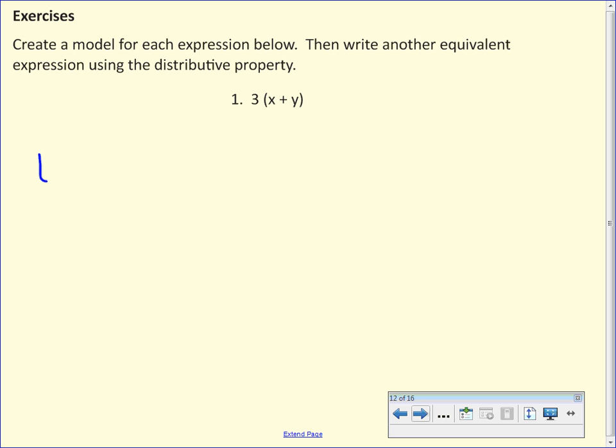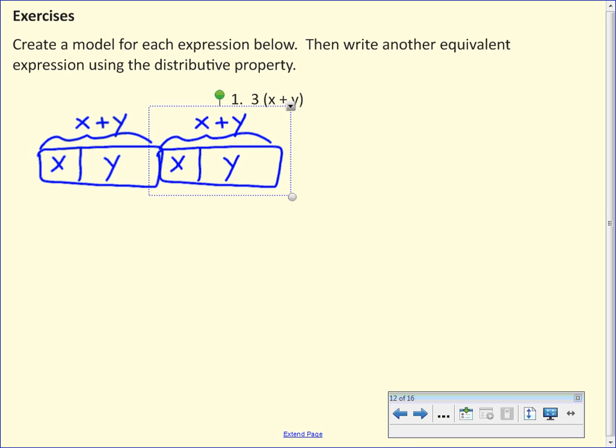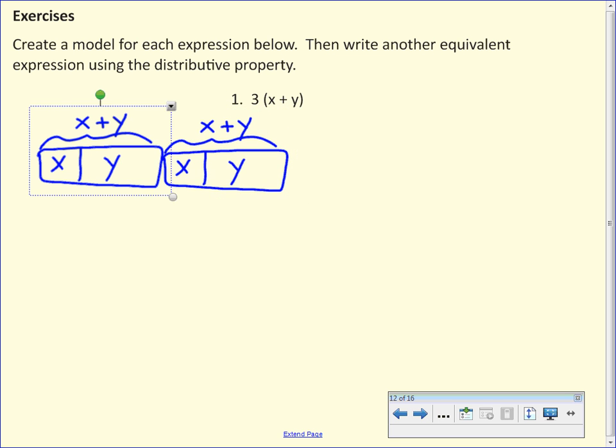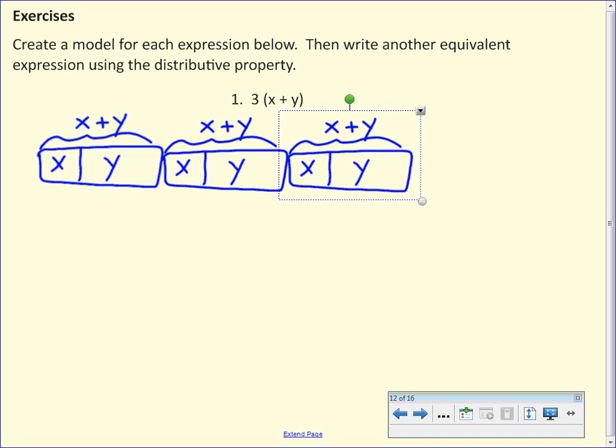Well, let's see. Remember, x and y have different values, so you want your boxes to be different sizes. One group of x plus y, one group of x plus y, and a third group of x plus y.